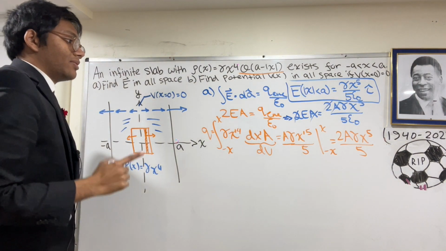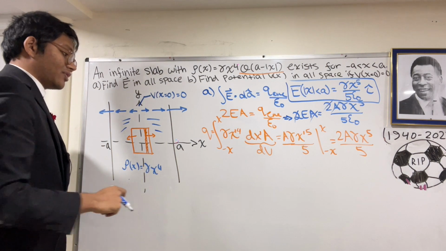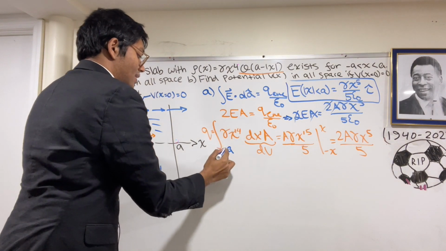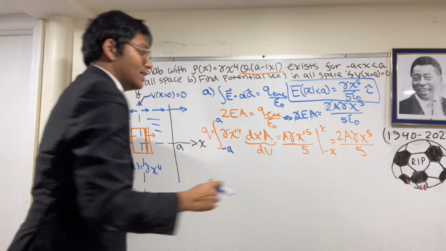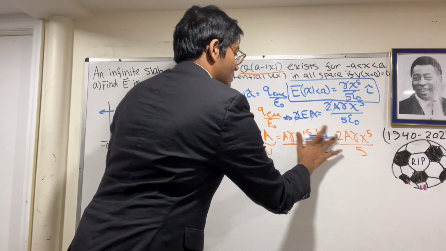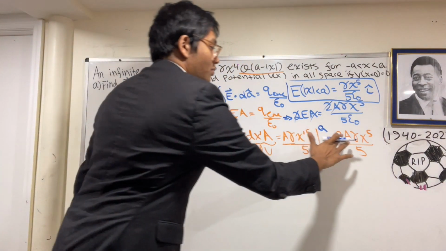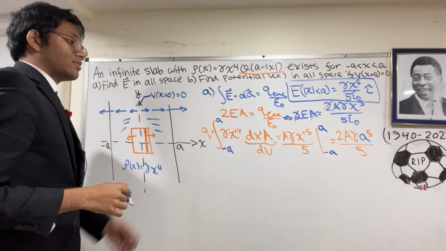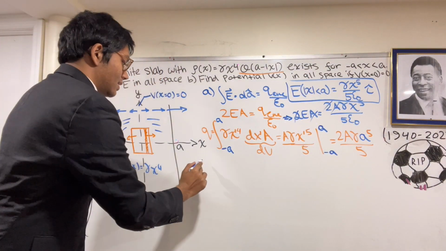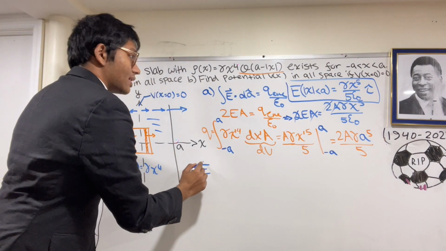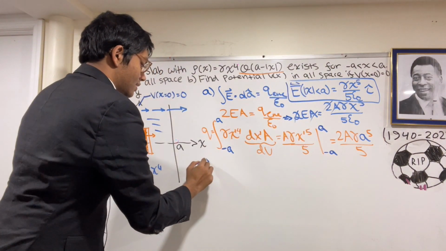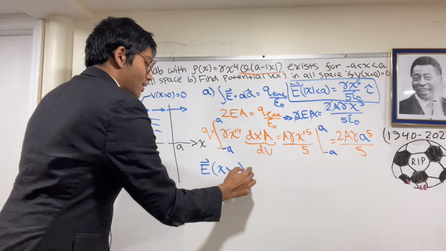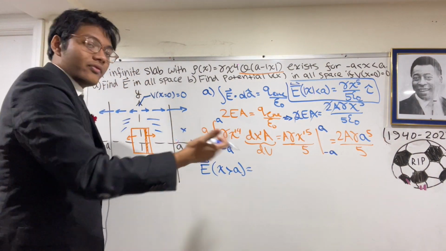Now what about outside the slab? Well, that's where it gets a tad bit complicated. If we're outside the slab, the charge enclosed is going to start from negative a and stop at positive a. So I'm going to go from negative a to positive a, giving me 2A gamma lowercase a to the fifth, right? That's going to give me the same exact thing, but now the electric field is going to be constant. The electric field outside, let's first do x greater than a, so over to the right side.